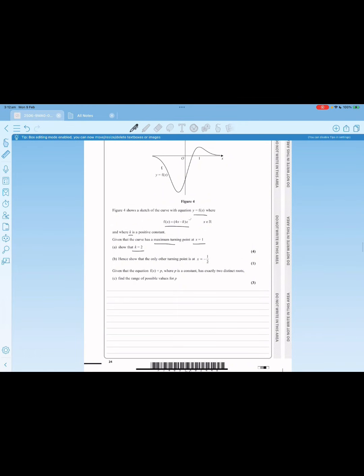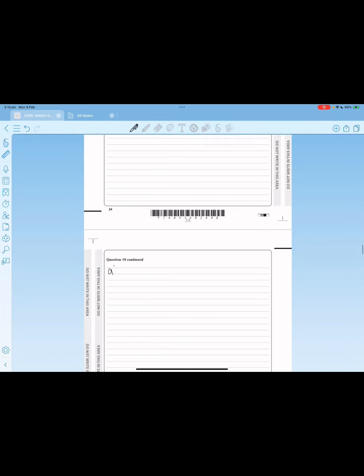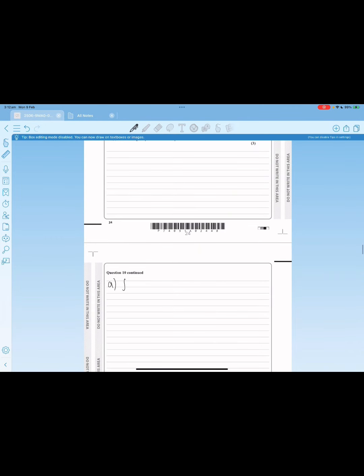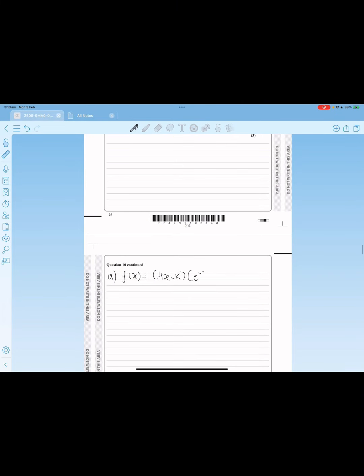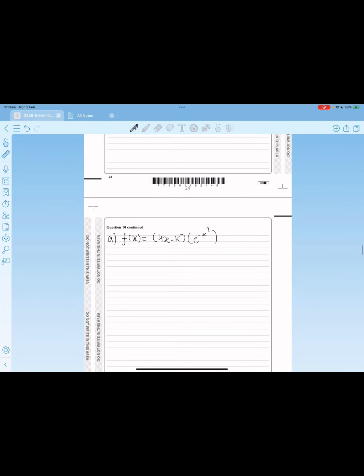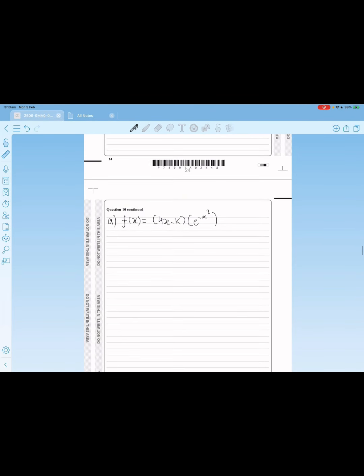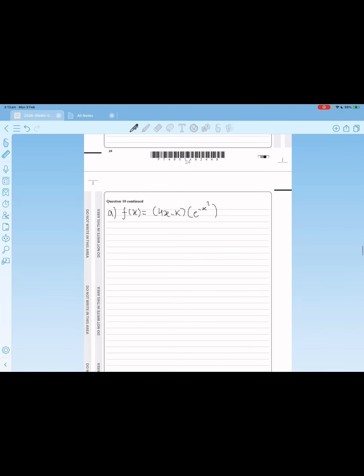Maximum turning point. So the first thing, without thinking, I'm going to do is start differentiating. So part A, f of x is equal to 4x minus k times e to the minus x squared. An interesting function, e to the minus x squared. Okay. Now, how would I differentiate this? It's essentially two functions of x, so I can't just differentiate outright. I'll have to use the product rule.